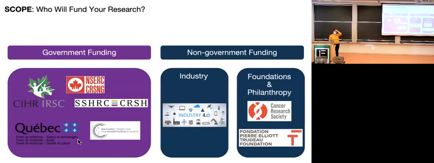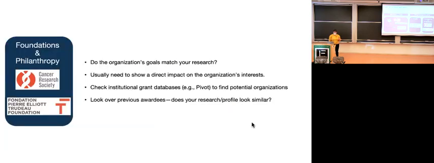But don't forget, there are other places you can go to get funding. You can get non-governmental funding from industry and foundations and philanthropy. So these include things like the Cancer Research Society, the Cole Foundation, which I think is only Quebec, the Pierre Elliott Trudeau Foundation, which is more a humanities thing. But there are organizations that are private donors, essentially, that fund research.